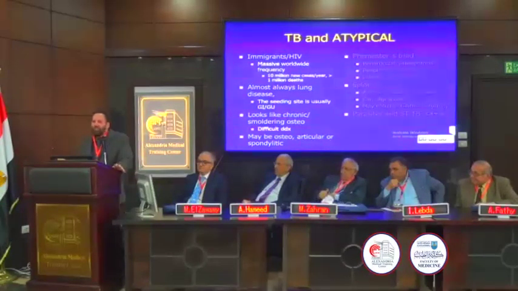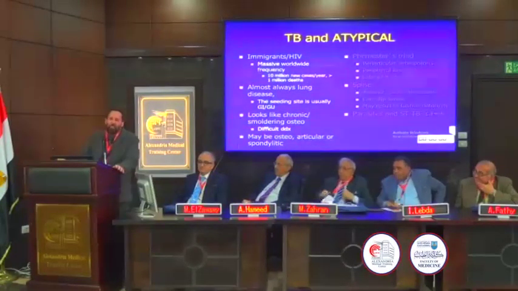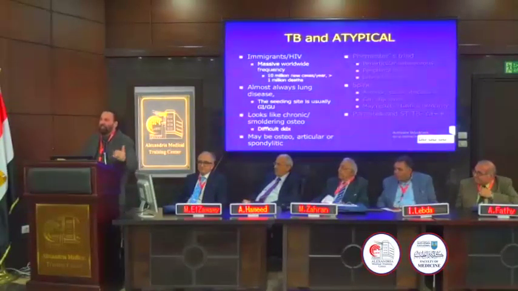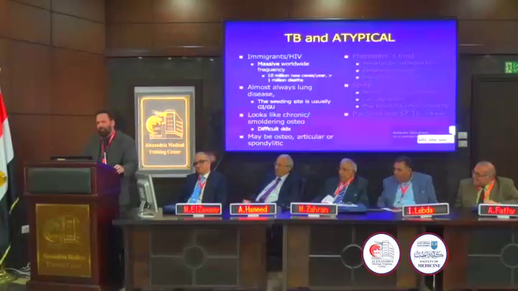But the spread to the musculoskeletal system comes from the genitourinary system. So it goes from the lungs to the kidney, from the kidney to the bones. That's typical TB. And it looks like chronic osteomyelitis. Chronic osteomyelitis has a healing response. Tuberculosis has a healing response. And it lacks collagenase. We spent a lot of time talking about collagen.